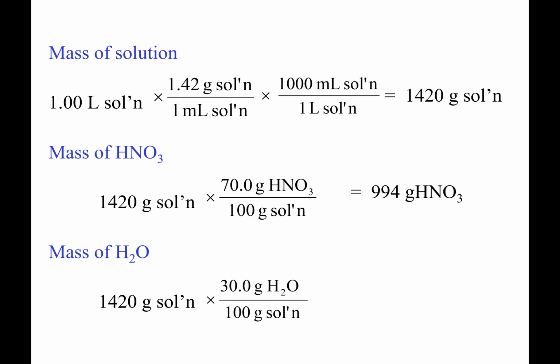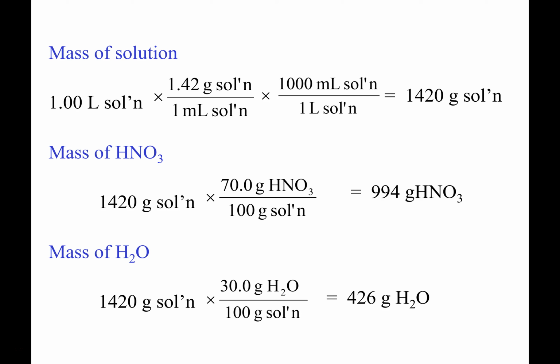Oh, well, I guess that's one way we could do it. Look, my bad. I'm going to go back and use the weight percent of water. I could have done that, using the percentages: it was 70% HNO3, 30% H2O. So, sorry about that. Could have done it that way. So you're looking at 426 grams of H2O.